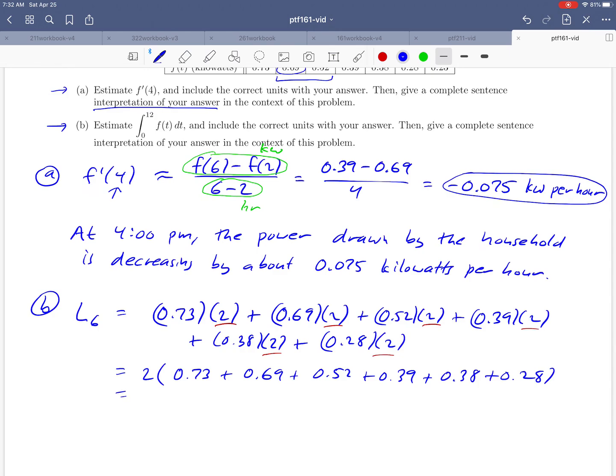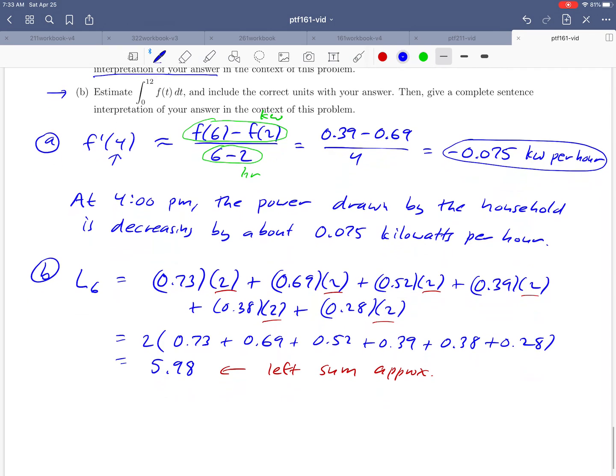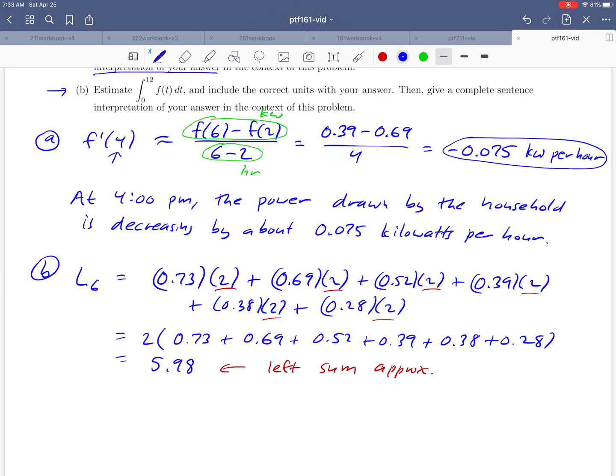That's a calculation we can do. I'll let you confirm that if you do that, you're going to get 5.98. Think of that as our left sum approximation of this integral. But if we want more accuracy for this integral, we could also calculate the right sum and then maybe take the average to get an overall estimate.